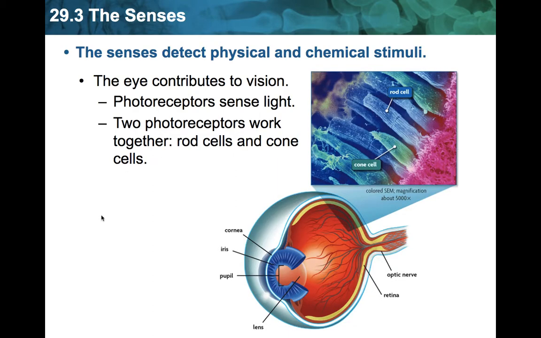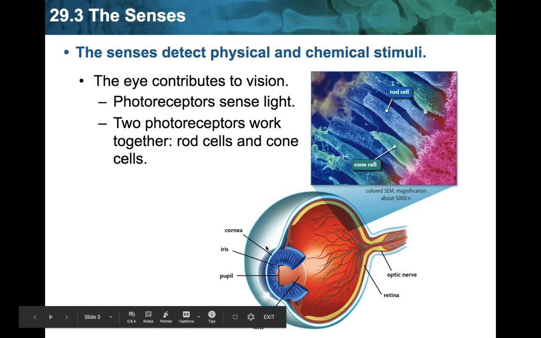Your senses detect physical and chemical stimuli, so the eye contributes to vision, obviously. Photoreceptors sense light. There's two photoreceptors that work together, your rod cells and cone cells. These are what cone cells look like. They kind of look like cones, that's why we call them that. And then these are rod cells, they kind of look like rods.